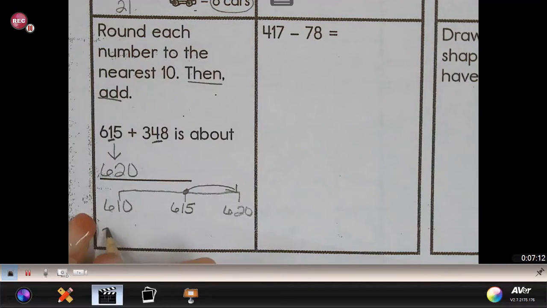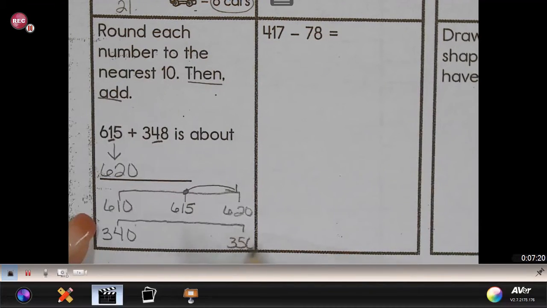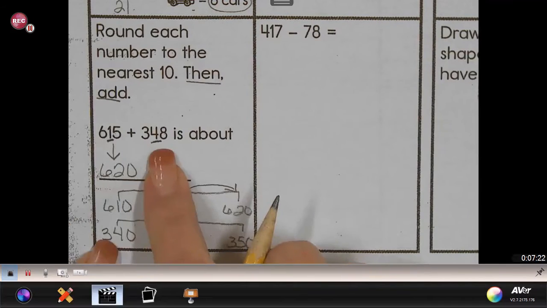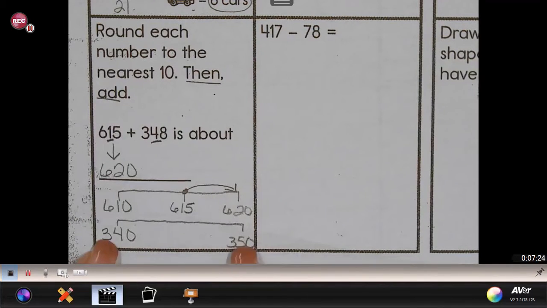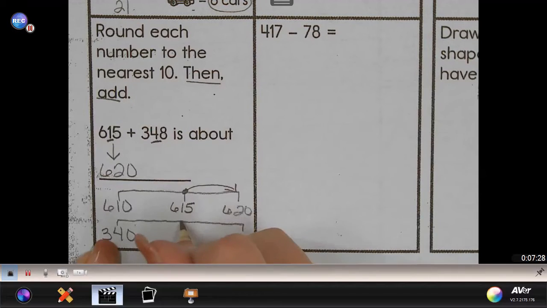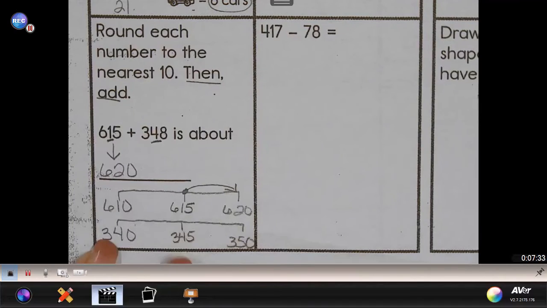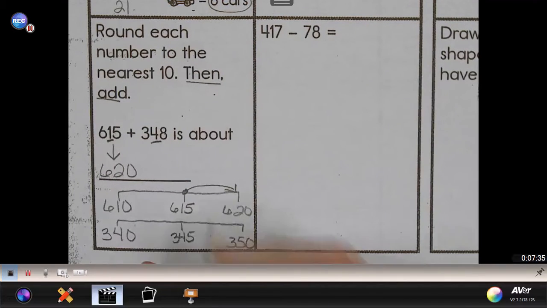348 is between 340, and it's also going to be between 350. So 340, I see a 40 here in my tens place. My next 10 is 50. So if I round 348, I know that it's going to be past 345.